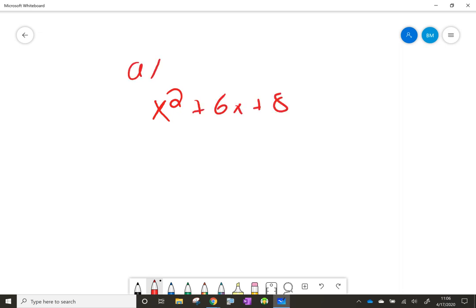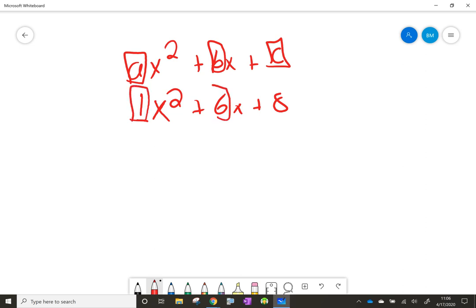Now, a quadratic is of the form ax squared plus bx plus c. Of course, a, b, and c are just regular numbers. In this case, since there is no number in front of x squared, it's really a 1. So the a here is 1, the b is 6, and the c is 8.